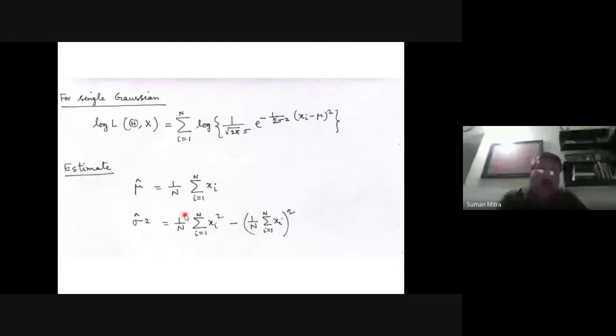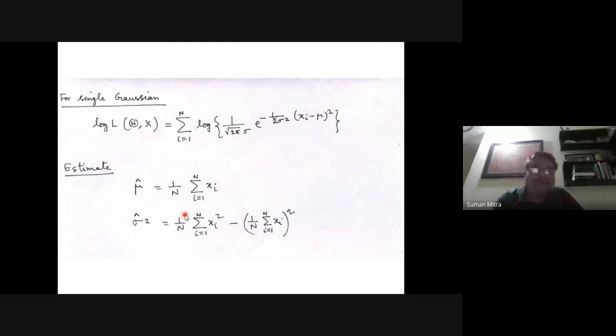Be careful about this one. Try to memorize this forever. The estimate of population mean is the sample mean in case of Gaussian. The estimation of population variance is the sample variance. And these estimations are maximum likelihood estimation.